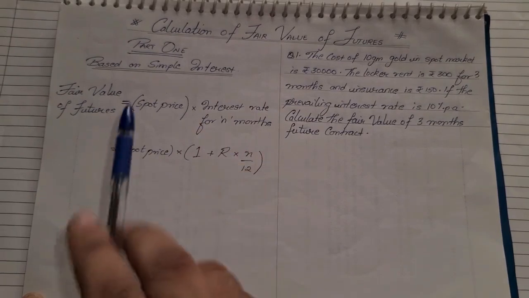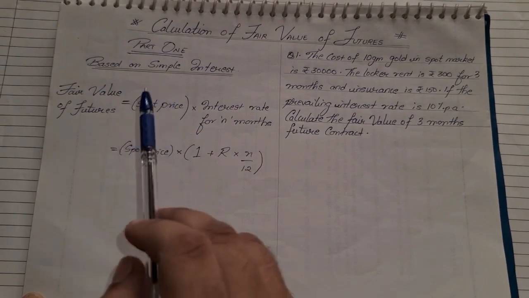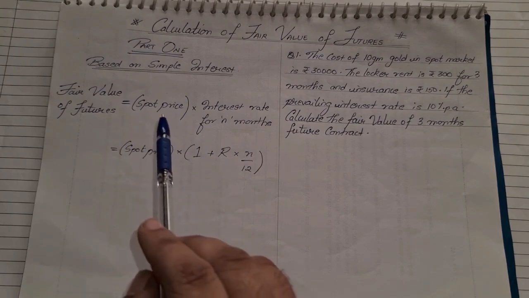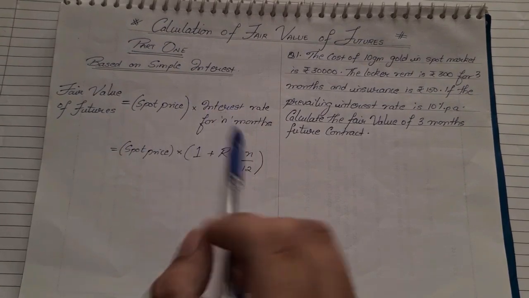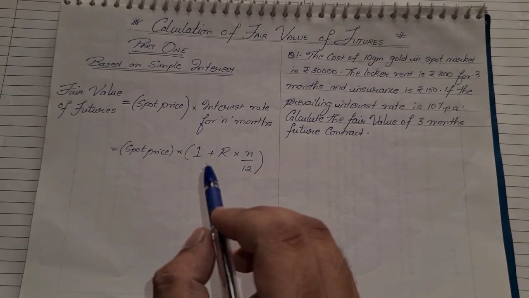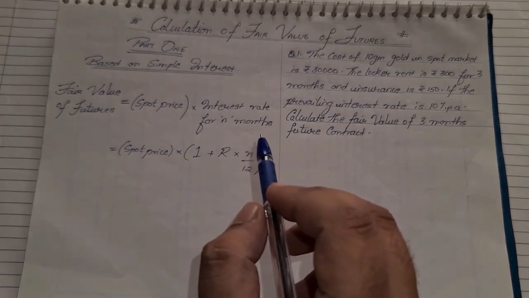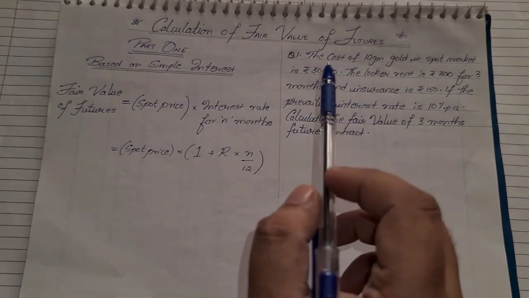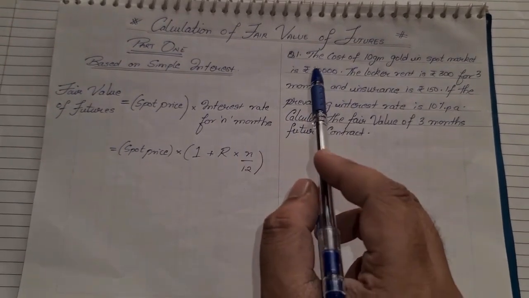So there are two methods. The first one is based on simple interest, and we'll be solving three sums based on simple interest. Let us start with the very first one. Again, this topic is very important for all the BMS students. 15 marks are expected to come from this particular topic. So we will start with the first one.